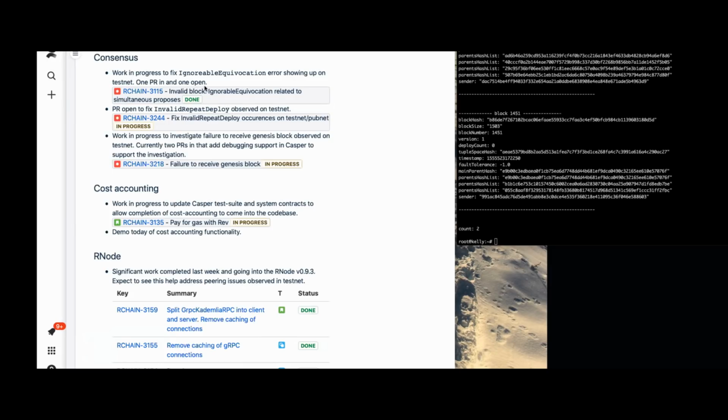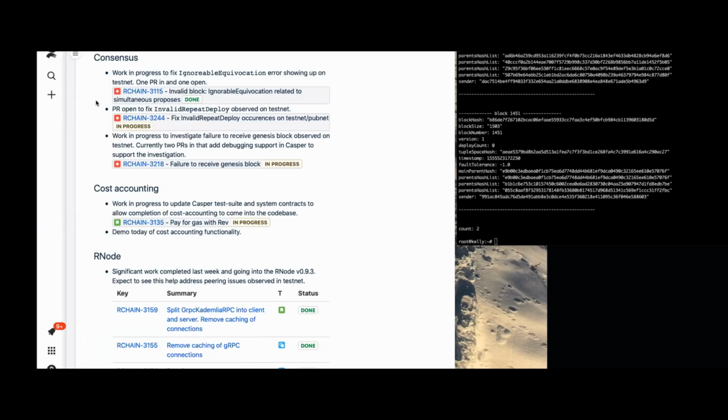So that is good news. We plan to demonstrate tomorrow, if we can get 9.3 in testnet, that this ignorable equivocation issue is no longer a problem, mostly just a bothersome log message. It doesn't break testnet. It's just annoying, really.